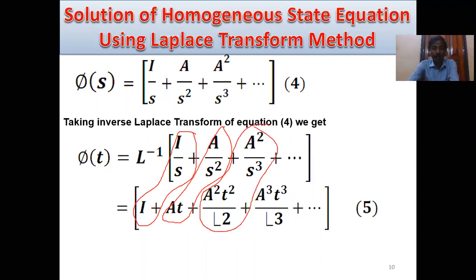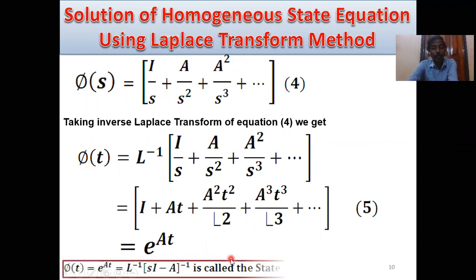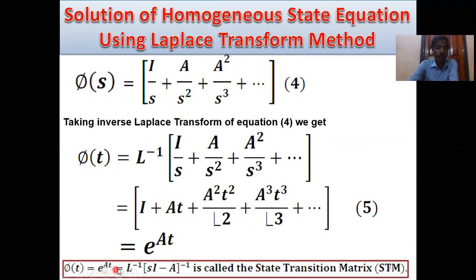So this is phi of t, and phi of t equals e to the power At, because e to the power At equals I plus A t. E to the power At, what is the exponential expansion formula? I plus At plus A square t square by factorial 2 plus A cube t cube by factorial 3. So the inverse Laplace of phi of s is phi of t, equivalent to e to the power At, and phi of t equals e to the power At equals L inverse of sI minus A whole inverse, or L inverse of phi of s, is called the state transition matrix.